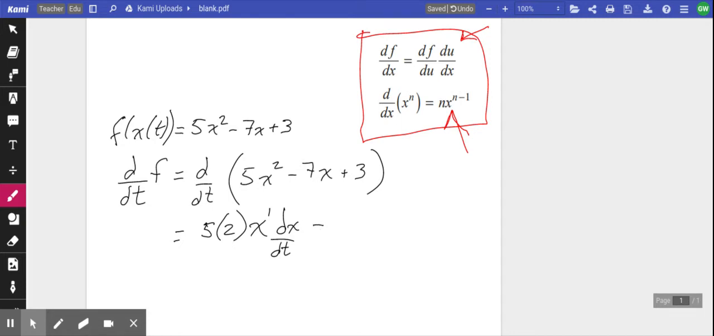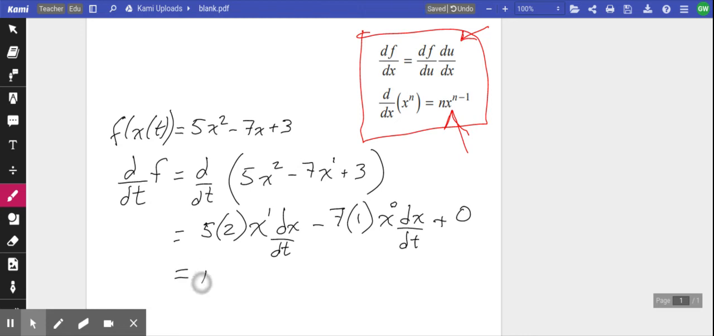The next term is negative 7x, the derivative of that. There's the negative 7 out front. X is really x to the 1, so when we take a derivative of that, we take the 1 out front, multiplied by 1, and then the exponent becomes 1 minus 1 is 0, so that's x to the 0, and then we do the derivative of x with respect to time. And then that's it for that term, and the last term is a constant, so the derivative of the constant is 0. So let's rewrite this.